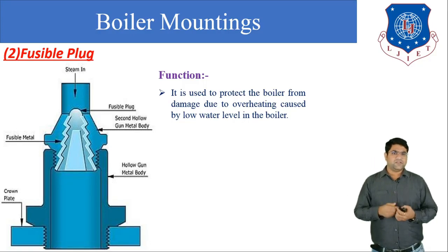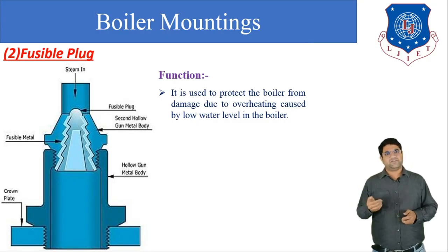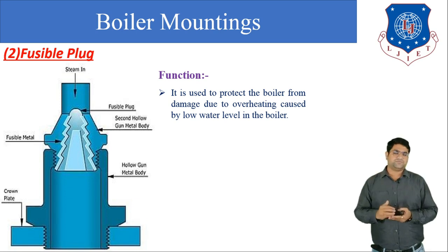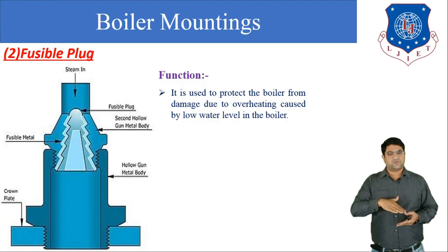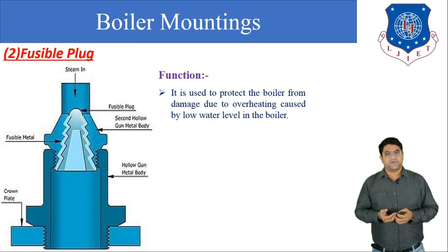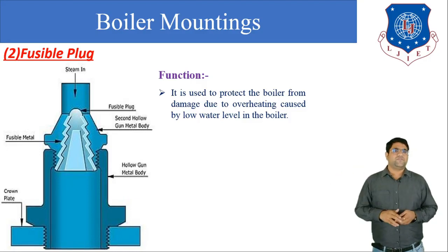So what happens? Generally, we provide the water with the help of the feed check valve. Now we heat up the water and steam is generated from the water. After certain time, the level of the water decreases. And if the level of water decreases below a certain level, then overheating of the boiler occurs. If overheating occurs, it can damage the fire tubes or some other components of the boiler. So to avoid the overheating of the boiler, we use the fusible plug.